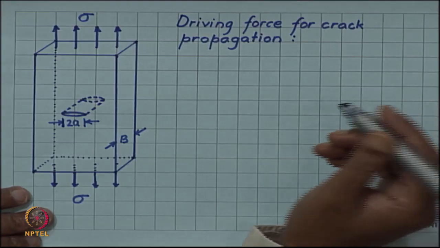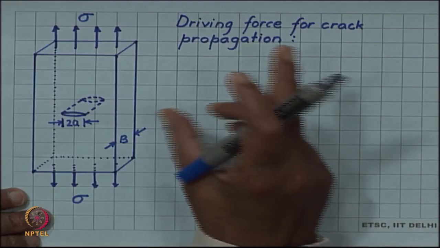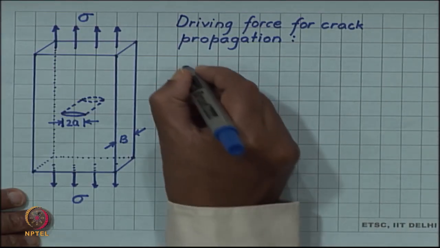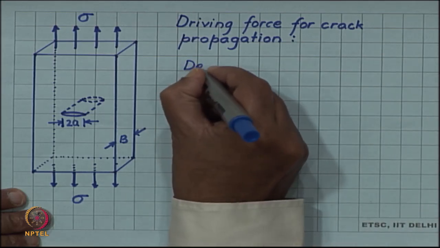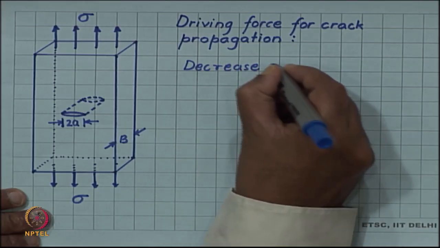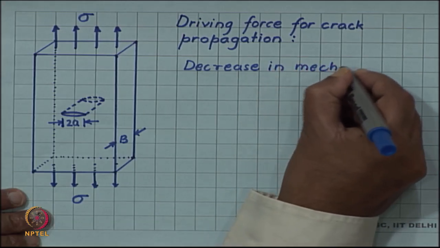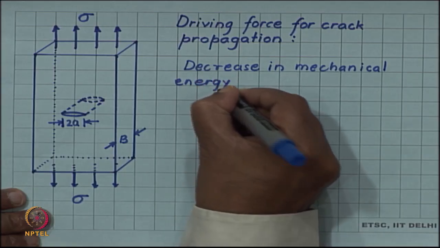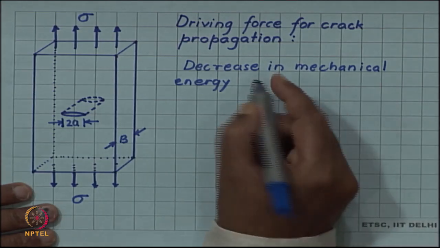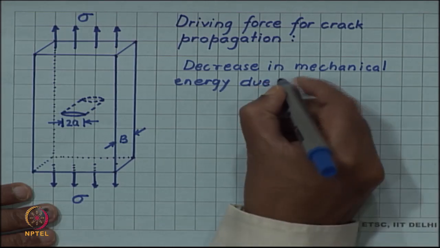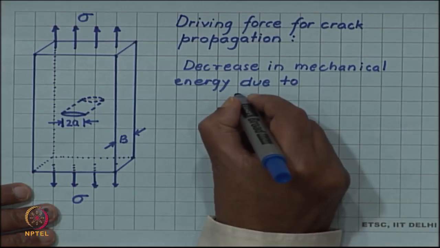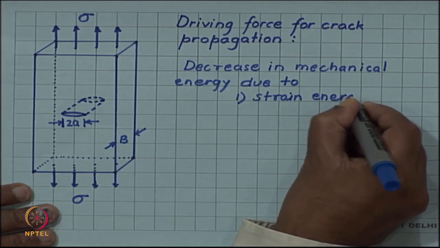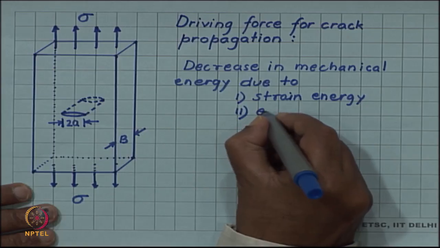What energy is decreasing? Griffith could see by his analysis that the energy which is decreasing in case of crack propagation is the mechanical energy of the system. So, the driving force for crack propagation is the decrease in mechanical energy. Mechanical energy has two components, we will not go into the details of this. So, we just write decrease in mechanical energy due to elastic strain energy and external work done.